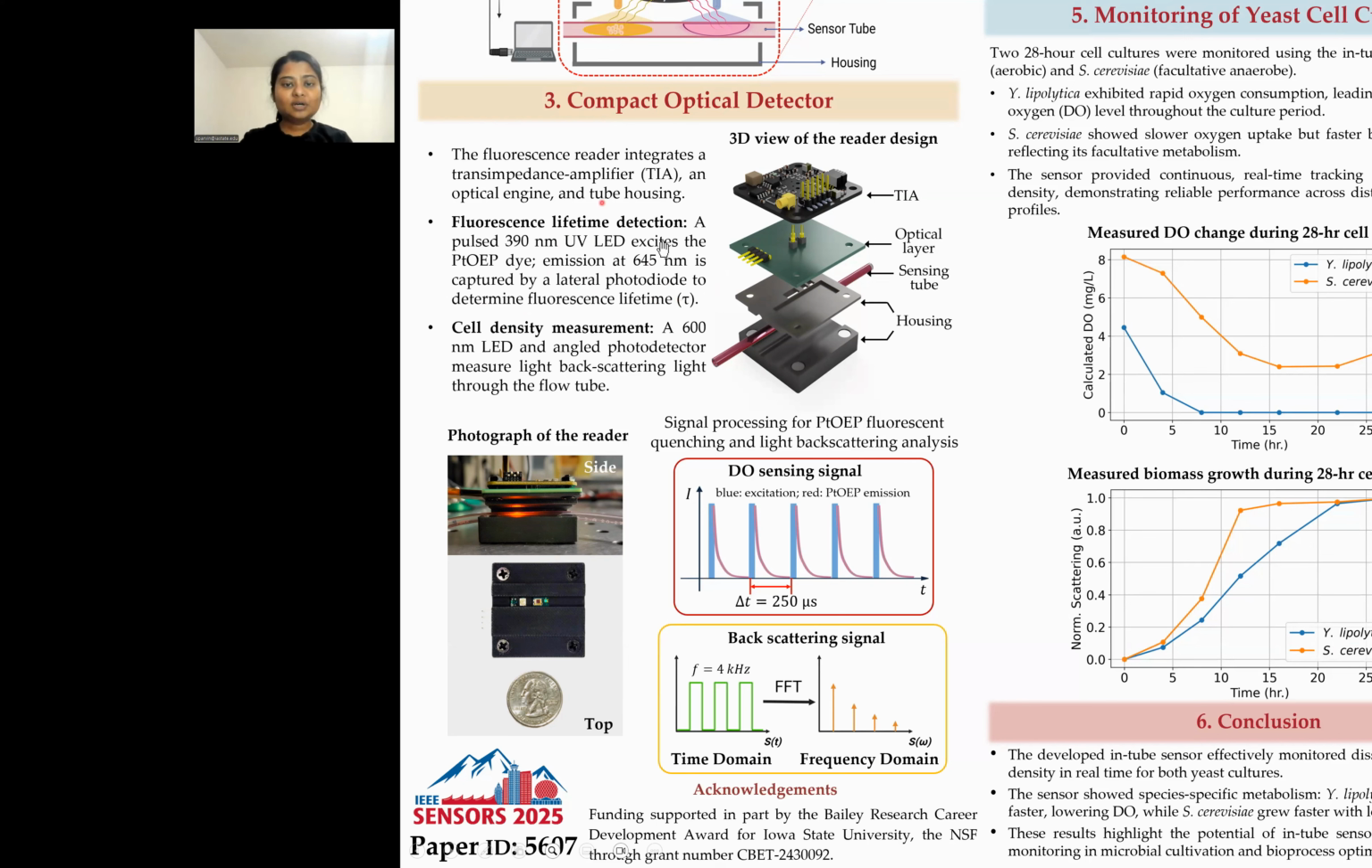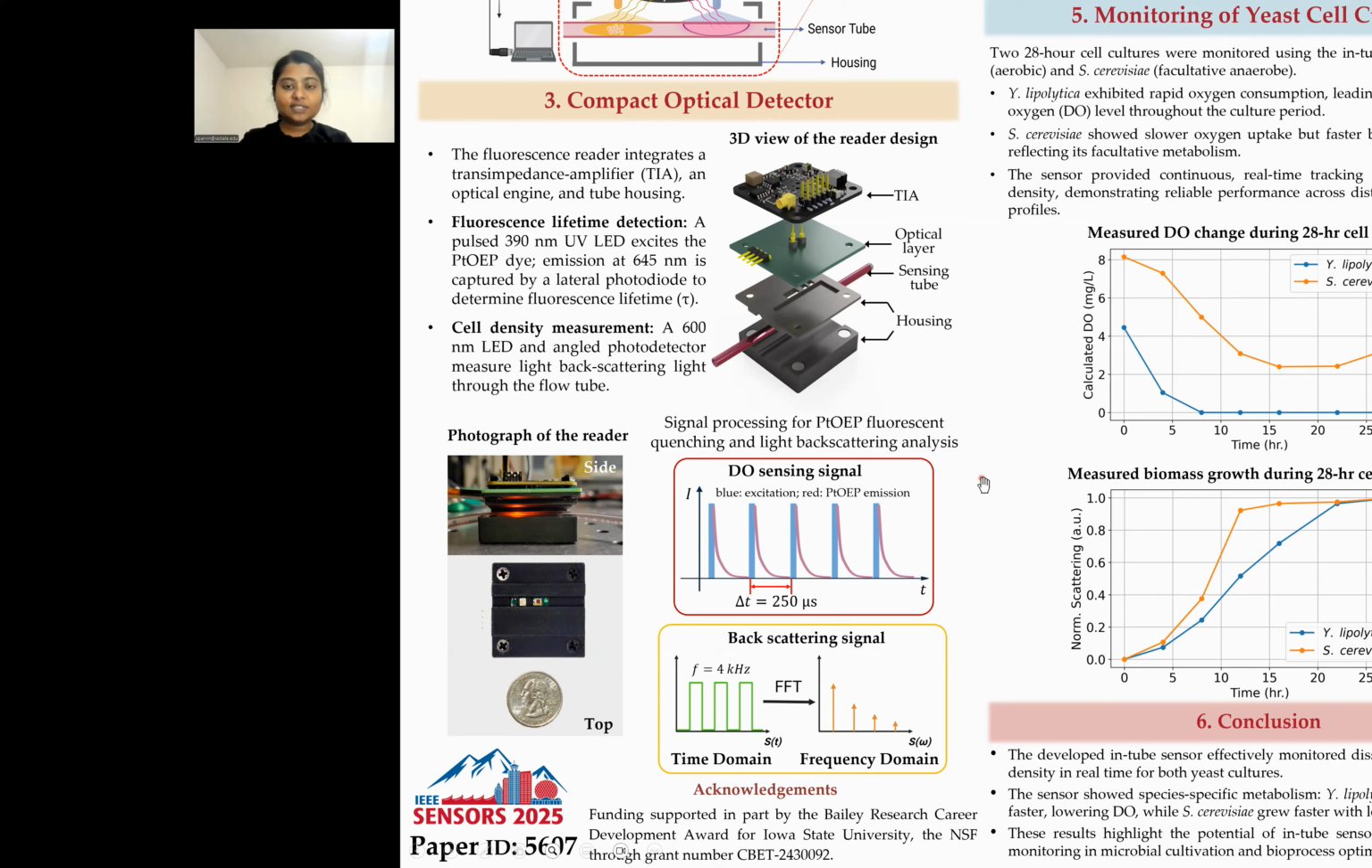As we know, because it is based on the principle of fluorescence quenching, the higher the oxygen in the tube, the less the fluorescence intensity signal. As the oxygen consumption occurs by the cells, the dissolved oxygen in the tube is lower, and that results in an increase in fluorescence. For cell density measurements, we use a 600 nanometer LED as the light source. The cells, as they pass through the tube, will scatter light back. Then this is collected by the angle photodetector, which gives us the cell density measurement.